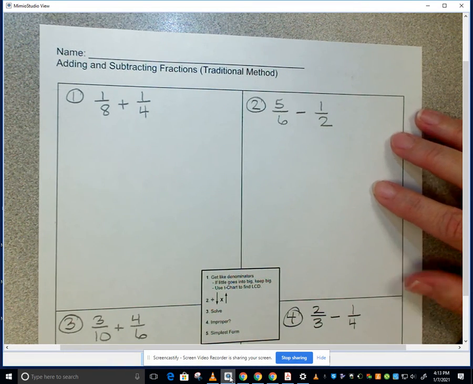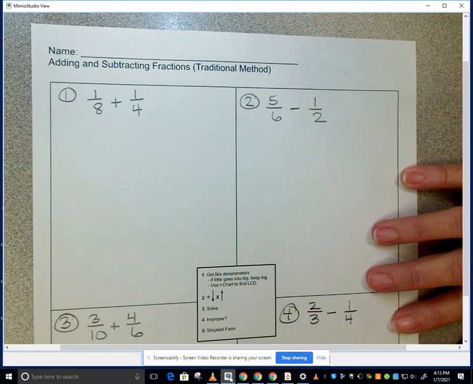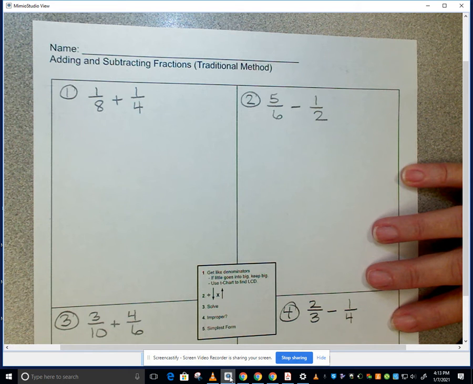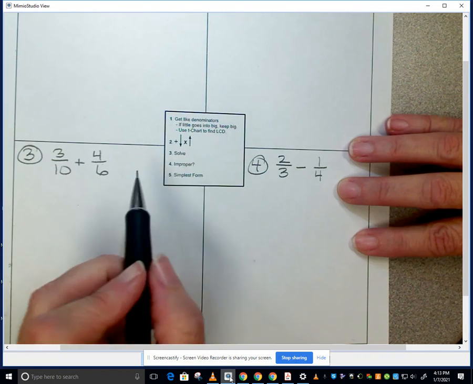Okay, we're going to look at adding and subtracting fractions by using what I call the traditional method. Now, we'll be following some steps, and you may want to pause the video and write these steps down because these will be very helpful. Let me go over the steps with you first. You'll look in the center of the paper.